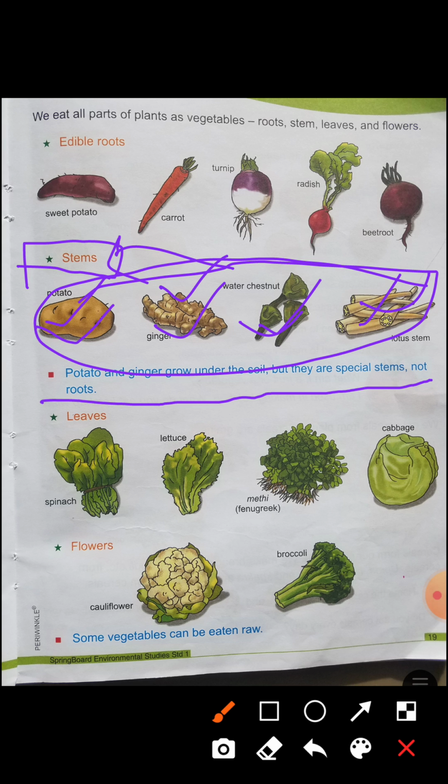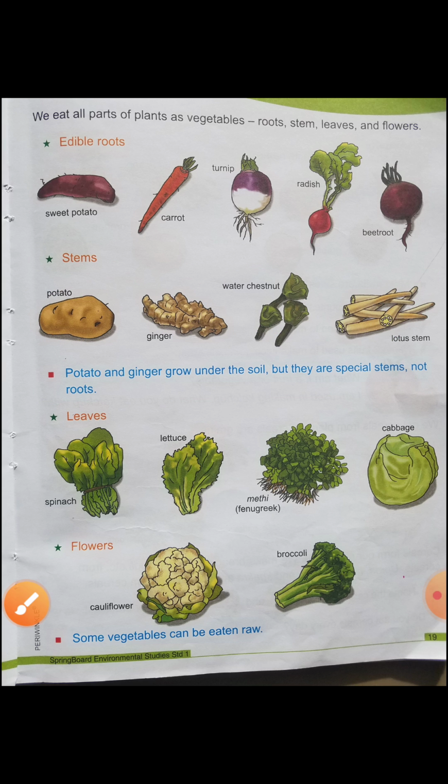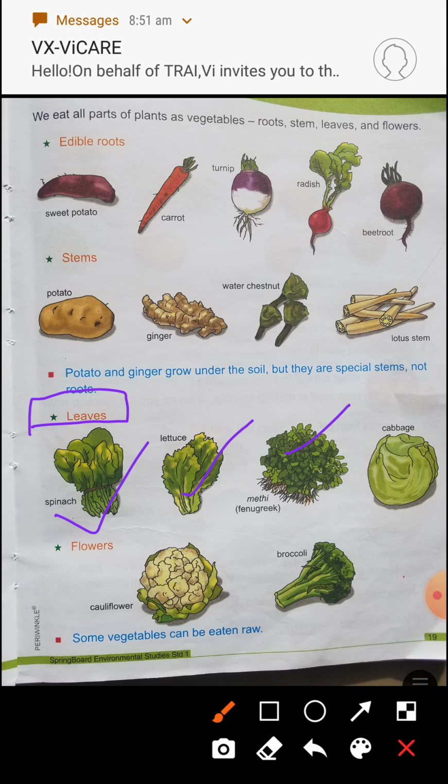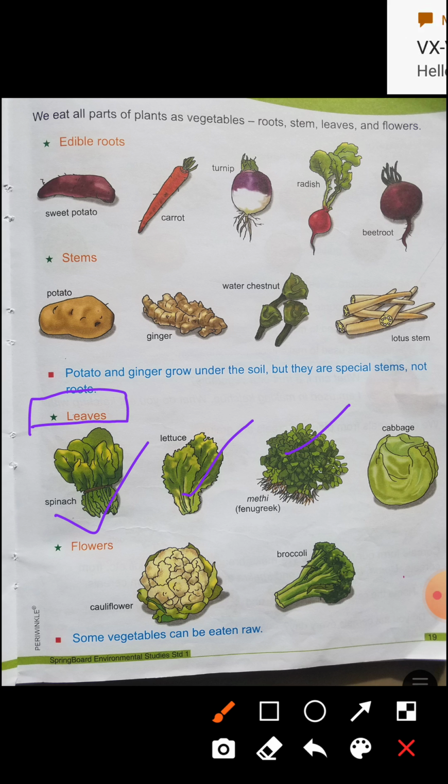Understood students? Now we will come to the third one, that is leaves part. Whatever things come under leaves part, now we will check. Leaves part, that is spinach and lettuce, methi or fenugreek, we can say fenugreek, and cabbage. So these come under leaves part of the plant body.